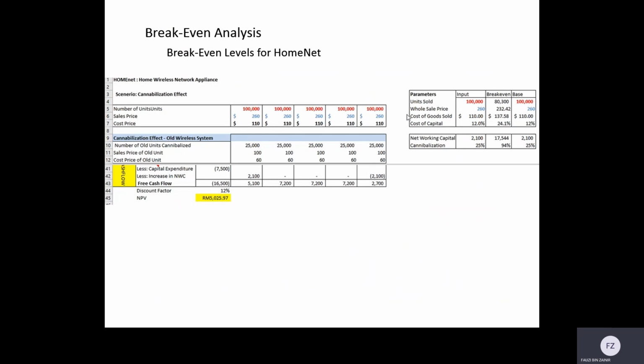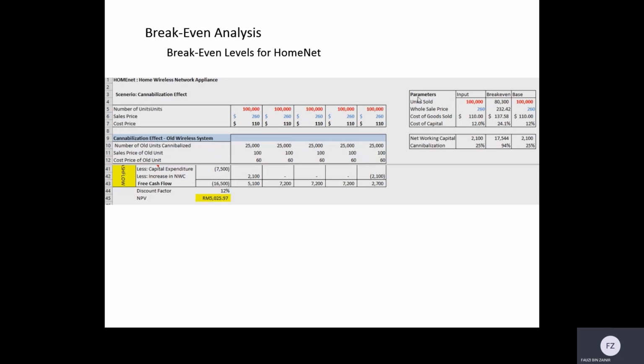For the next slide, you can look at the Excel tab, which is break-even analysis. What we are doing is what the previous slide is doing, and seeing how the changes affect the NPV. Let's look at this table.